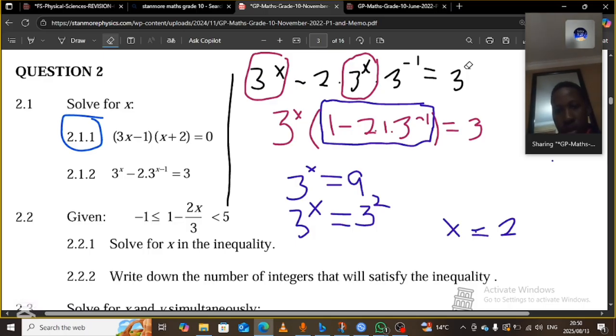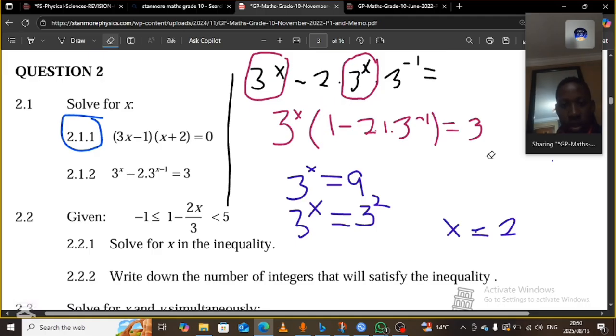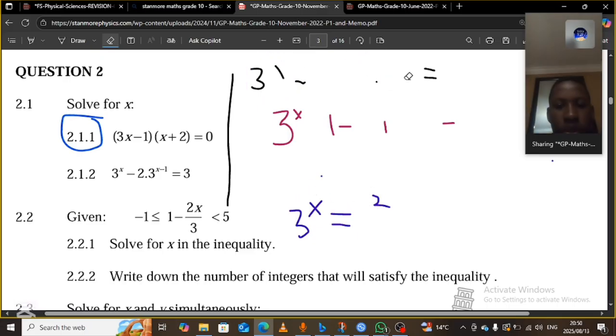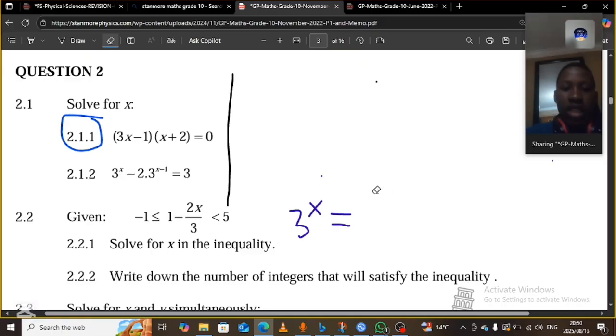So now, just try 1.2. Let us do 1.2. Can you see what's happening on 1.2? Inequalities. So for x inequality, what do I do with this one? Do I transpose the 1 to the other side, like solving for x? Yes, you get the idea.